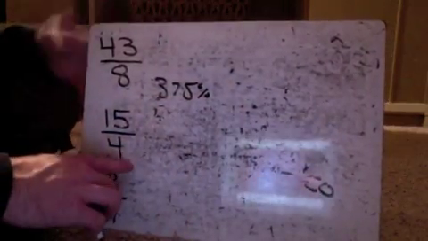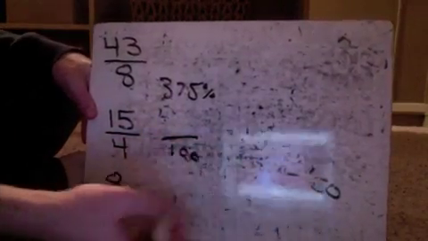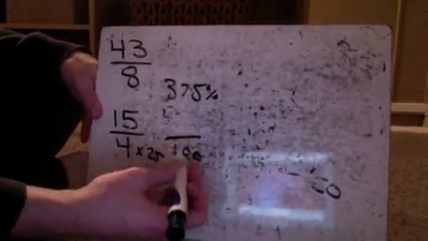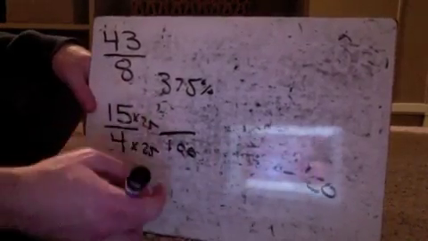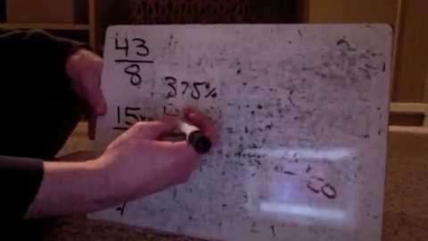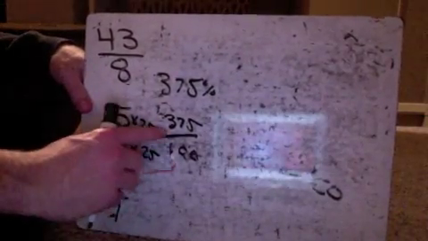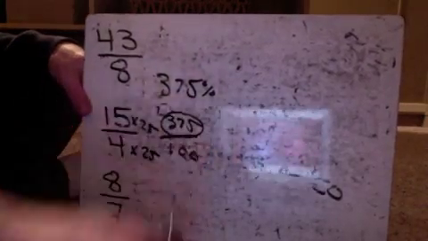Now let's say I do this 15/4. 4 goes into 100, I know. So if I do 4 times 25 is 100, and I times the top by 25. 15 times 25 is 375. So you'll notice that there's my percentage right there. It's over 100, so 375 is my percentage.